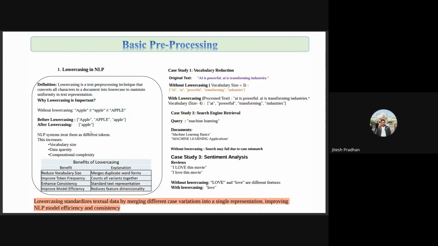Vocabulary size is basically the number of words we will use to convert a word or sentence into numerical information. At the same time, data sparsity is there, and computational complexity will also increase. So what is the benefit of lowercasing? First, it reduces the vocabulary size, improves the token frequency, enhances the consistency, and it will also improve the model efficiency at the same time.